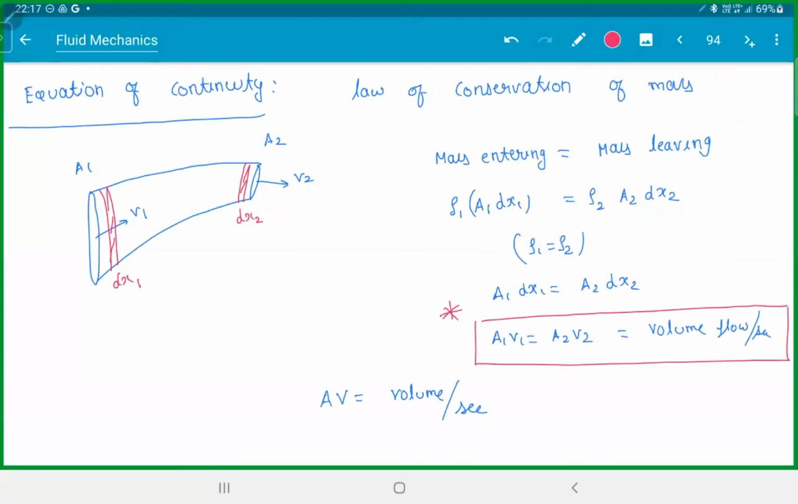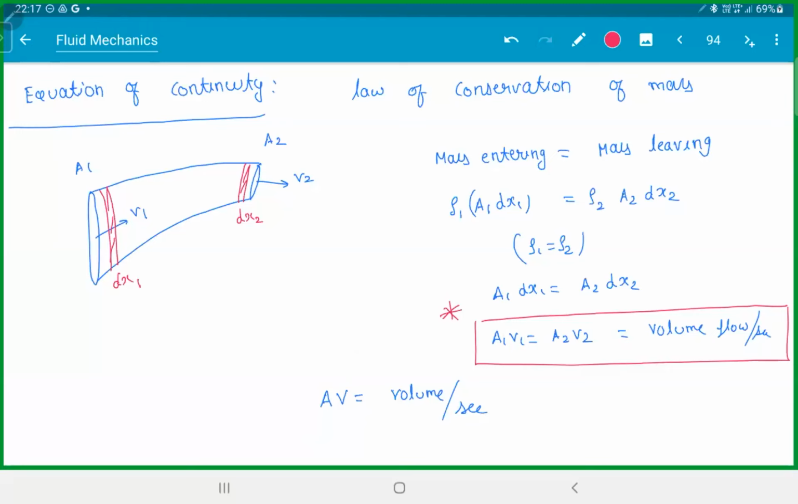Now, if you imagine, you must have played with the water tap. If you close half of the water tap, what happens? Speed increases. That is because of this. If area increases, velocity decreases. If area decreases, velocity will increase. So this is what happens with your water tap.